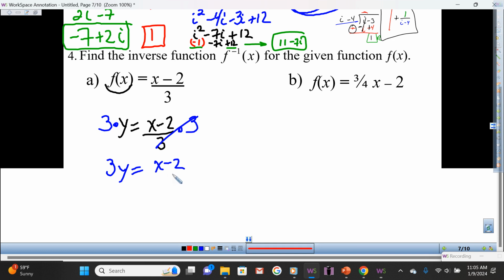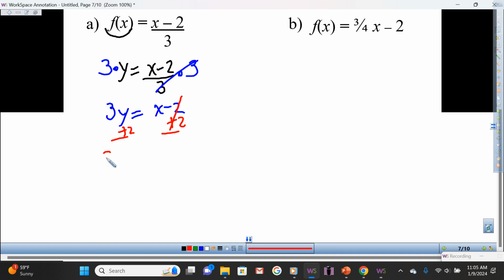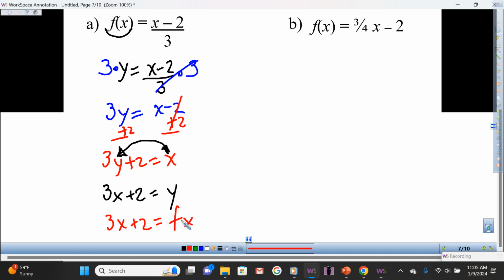Am I done leaving x by itself? No. Add 2, add 2. So we're left with 3y plus 2 equals x. Are we done? No. Let's make it the inverse. How do we do that? Switch the what? The variable. So we end up with 3x plus 2 equals y. And now we just need to rewrite it in function notation. 3x plus 2 equals f of x. Don't forget the negative 1 to remind us that it's the inverse.